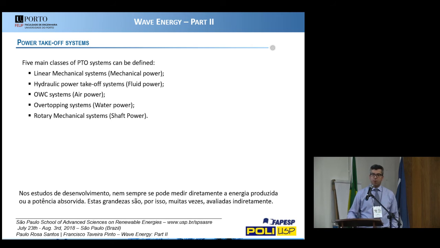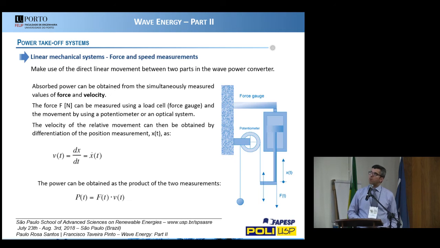So in terms of power takeoff systems, you may have linear mechanical systems, you can have hydraulic power takeoff systems, oscillating water column systems, overtopping systems, and rotary mechanical systems. So the five main categories of power takeoffs.